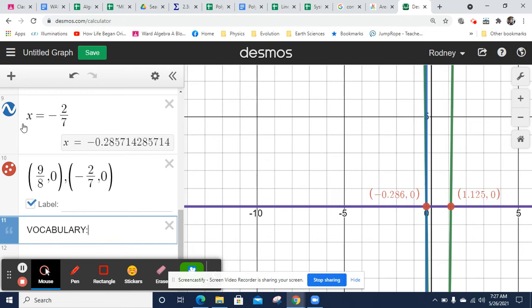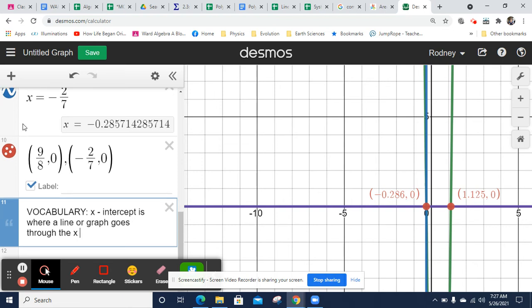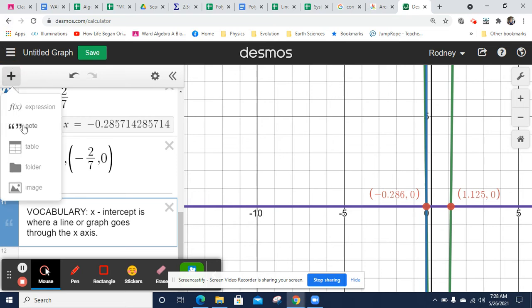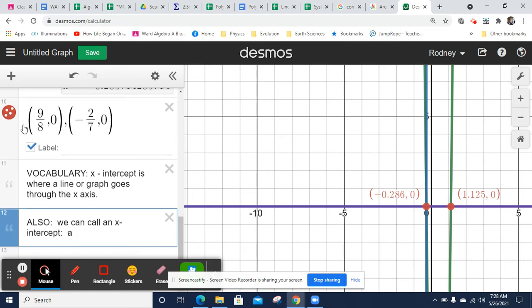Vocabulary. Okay, the vocabulary. So you know, hopefully, that an x-intercept is where a line or graph goes through the x-axis. Okay. There are other words for an x-intercept, though, particularly when we think about polynomials and other functions. So also, we can call an x-intercept a zero. And it's called a zero because literally the function becomes equal to zero there.